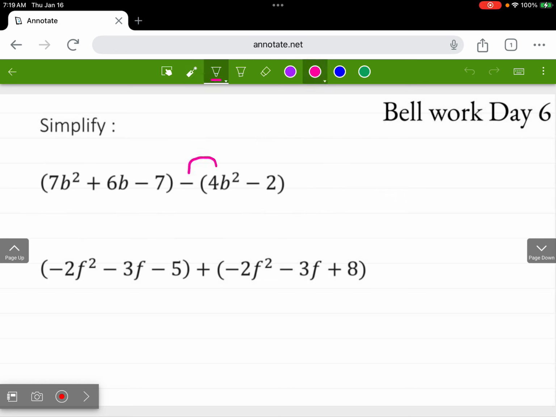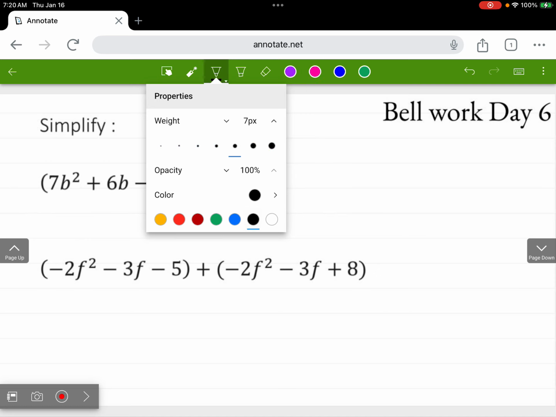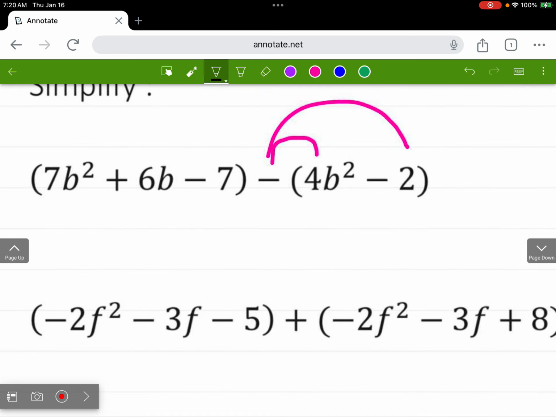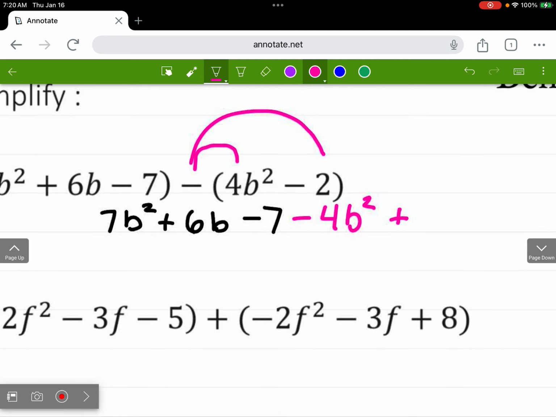I need to take this minus sign and distribute it into the parentheses. This first set of parentheses isn't actually doing anything for us, so we can just drop them. They're not making any changes. So this is going to be 7b squared plus 6b minus 7, and then we have our minus 4b squared plus 2. So we've got to distribute that minus sign through first.